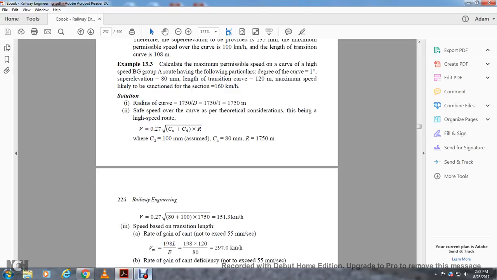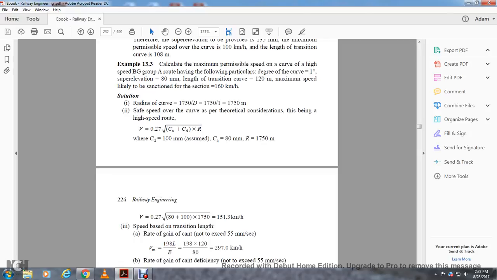Safe speed over the curve from the theoretical consideration: velocity equals 0.27 times the square root of the Kant plus Kant deficiency, times the radius. Kant is equal to the maximum of 100 millimeters. Assume that the Kant deficiency is 80 and the radius is 1750. Velocity is 0.27 times the square root of (80 plus 100) times 1750, which is 151 kilometers an hour.